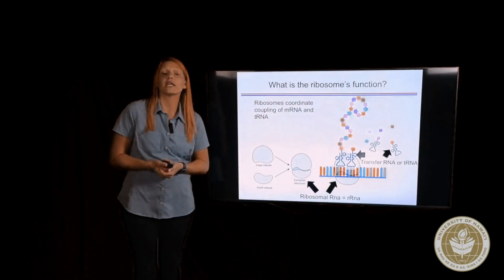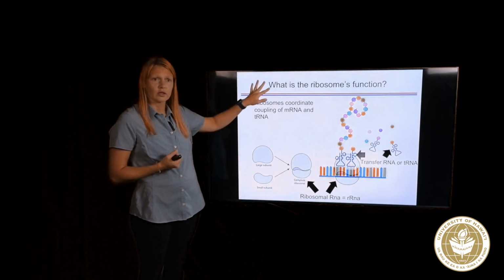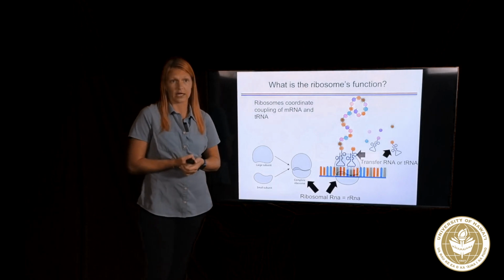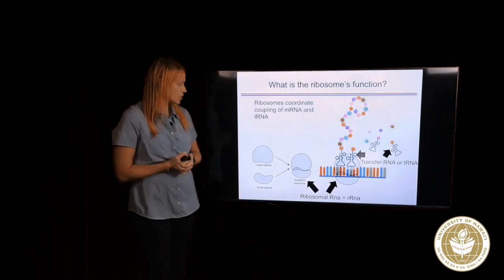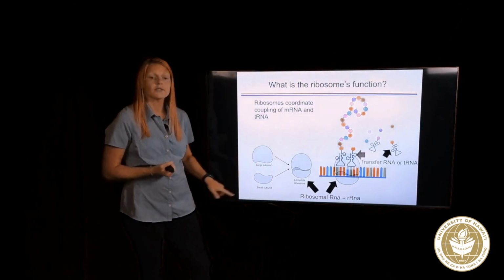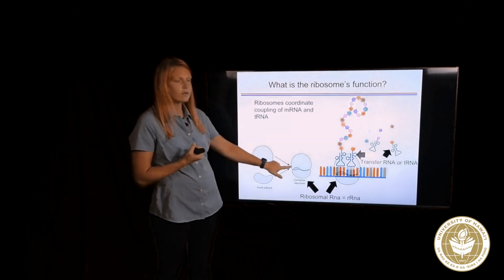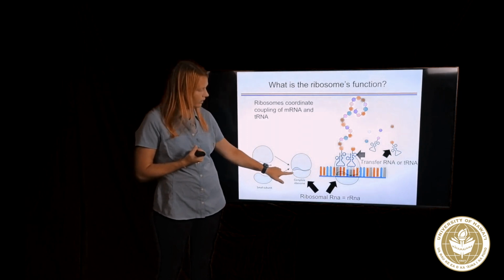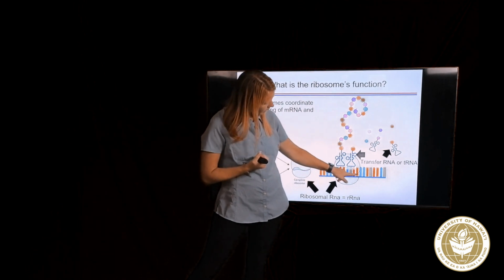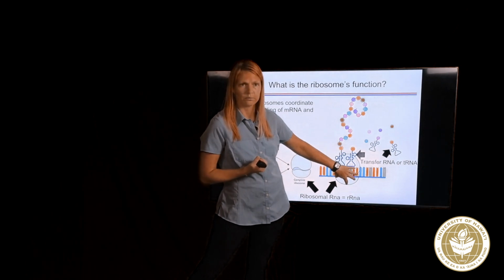So you've heard me mention that protein synthesis occurs at our ribosomes. What exactly is the ribosome's function? Well, the ribosome is going to coordinate the coupling of mRNA and tRNA. A ribosome is composed of two subunits. You can see that here, a large subunit and a small subunit. So during translation, ribosomal subunits are going to assemble together, kind of like a sandwich on the strand of mRNA. So you can see that here. Here's your strand of your mRNA. You have the big subunit on top, small subunit below that.